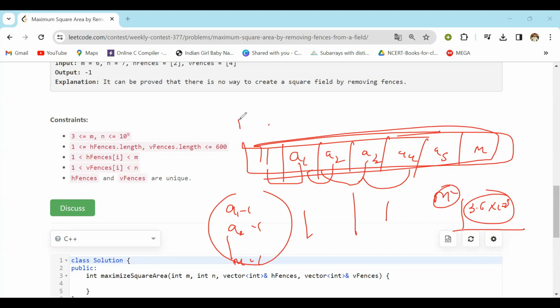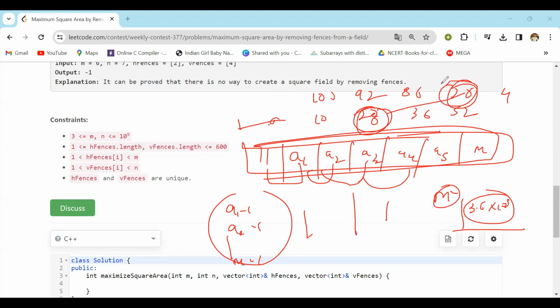Let's say the possible horizontal lengths are 10, 28, 36, let's say 52. And vertically we have 100, 92, 86, 28, and 4. Yeah, 28 is the highest common. So this part we can cut out as length, and this part we can cut out as breadth, and we can get a common square of 28 cross 28. You understood my point? So this was the essence of this question.